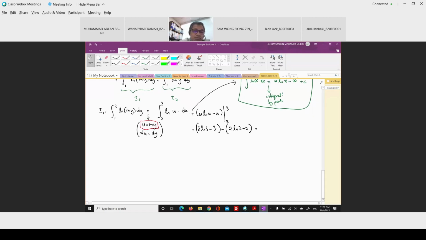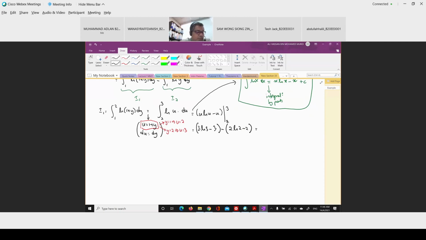Okay, let me write it down here also. What does it mean? When y equal to 1 implies u equal to 2. When y equal to the upper limit 2, that means u equal to 3. Yeah, it's good. I like students to ask questions, because maybe some others might also be wondering why.